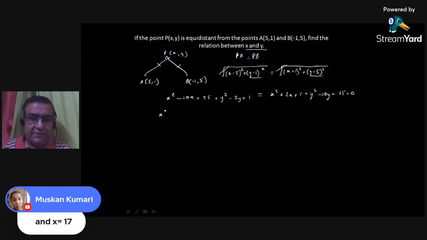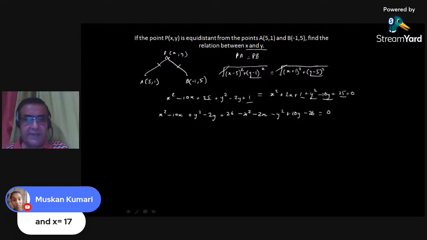So I've got x square minus 10x, 25 I'll combine with 1, so plus y square minus 2y plus 26. I'm bringing everything to one side. So that will be minus x square minus 2x, and 1 and 25 will be 26, that I'll bring later. This becomes minus y square, this becomes plus 10y minus 26 is equal to 0.